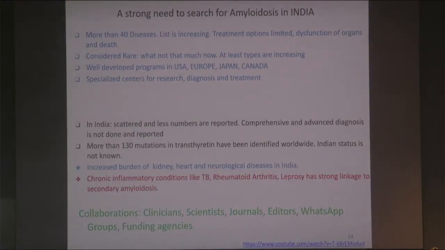More than 130 mutations in transthyretin itself, which make this protein highly unstable and make it fibrous, are not known. And we are also aware that we have an increasing burden of kidney, heart, and neurological diseases in India. Chronic inflammatory conditions like TB, RA, and leprosy have a strong linkage to secondary amyloidosis. So to me, this whole scenario makes a very strong case for Indian clinicians that we must start diagnosing patients for amyloidosis.